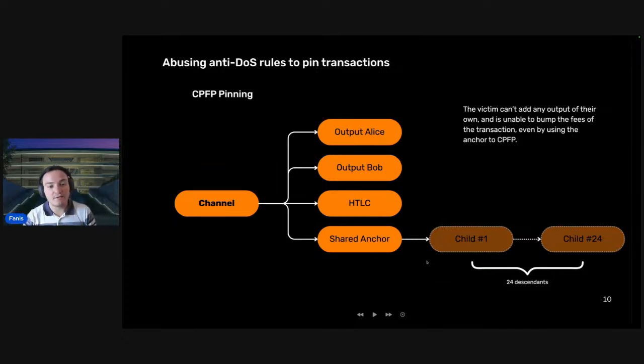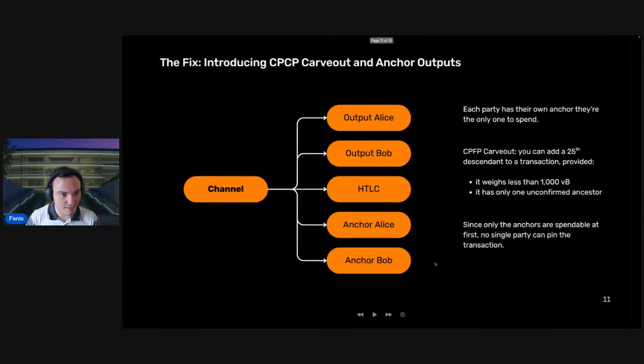And so Bob could add very low fee rate children, and it would prevent the transaction from being fee bumped because the overall fee rate would be too low, and the transaction would, for example, remain in the mempool for a long time. And so this can be used to pin transactions. And so that's why Lightning developers introduced two things. One of them is CPFP carve-out. So there is a small typo here. It's not CPCP, it's CPFP. So child pays for parent carve-out, and anchor outputs.